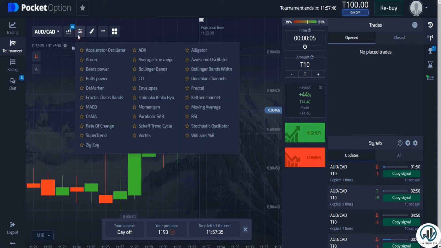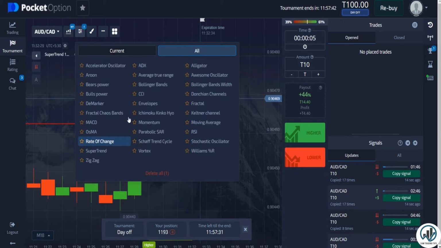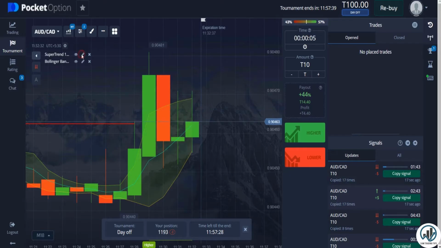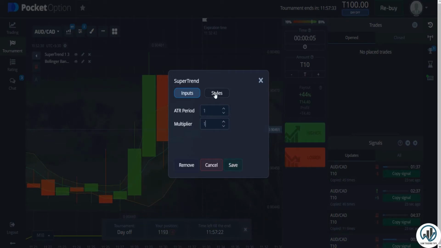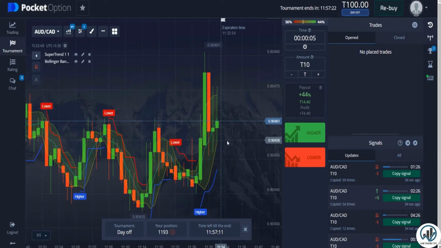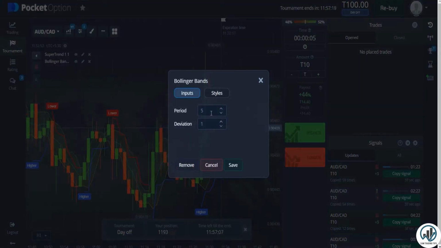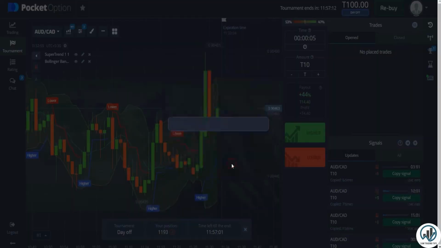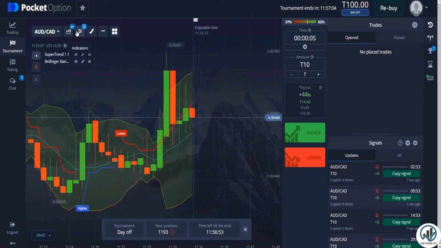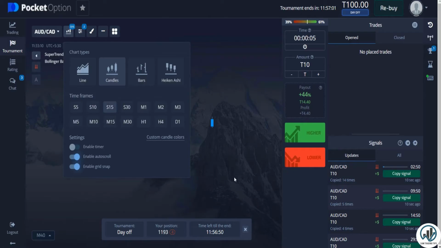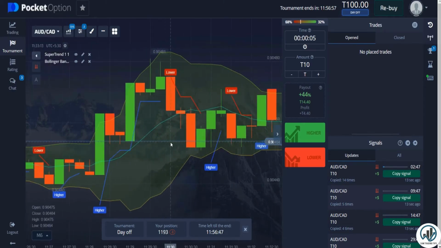For this strategy we will use two indicators, the Super Trend indicator and the Bollinger Bands indicator, but with slightly different settings. We will keep the candle time frame at 15 seconds. Now our setup is completely ready for trading.